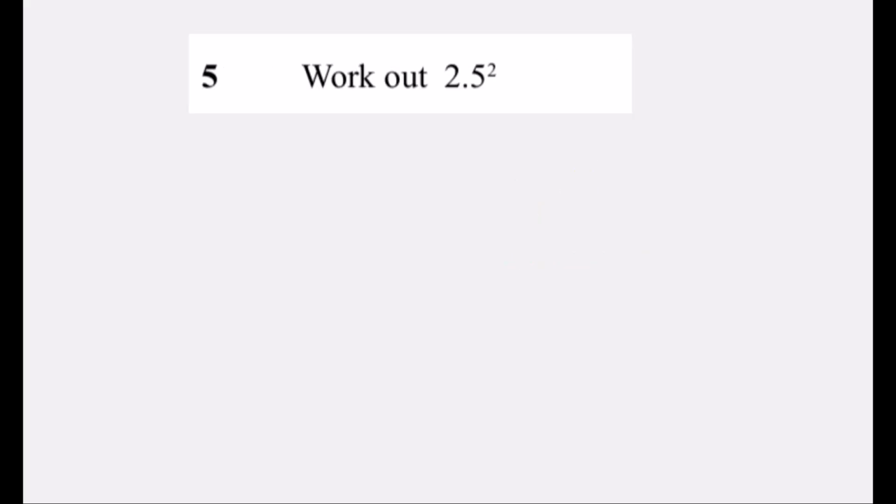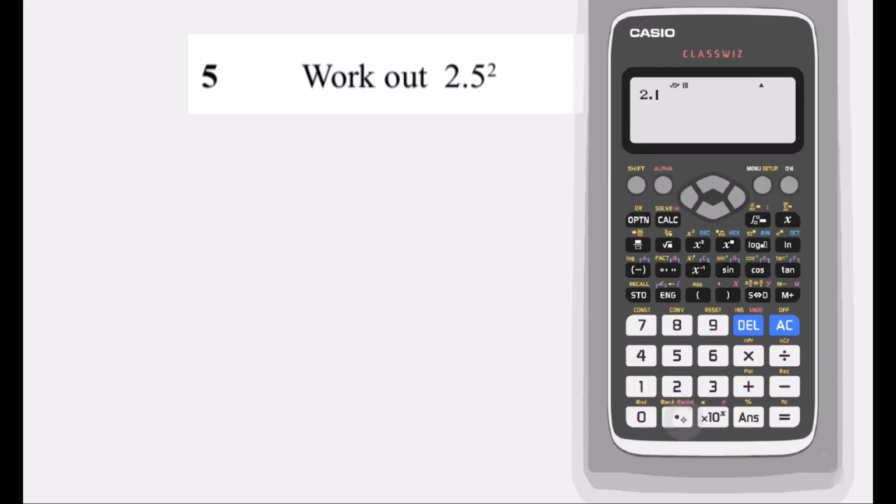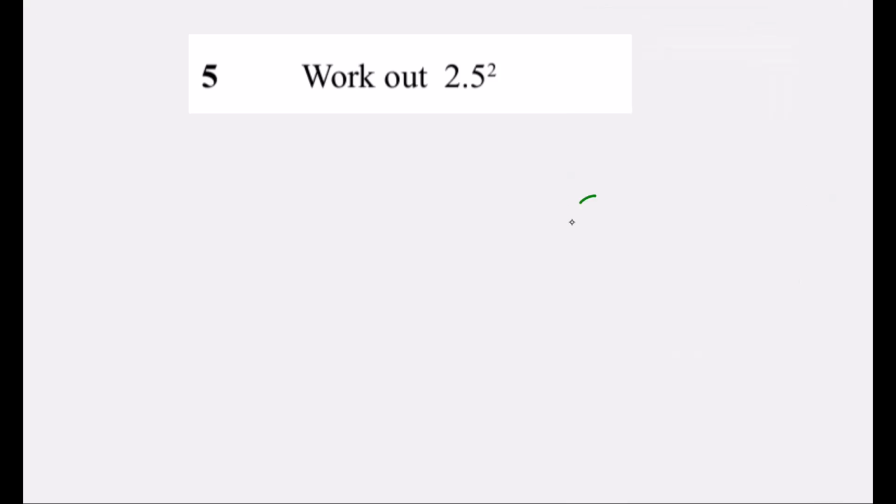Work out 2.5 squared. 2.5 squared. And that's 25 over 4 as a fraction. To change a fraction to a decimal, you press this S to D button. So it's 6.25 as a decimal. If you give your answer as a fraction or a decimal, that would be okay.